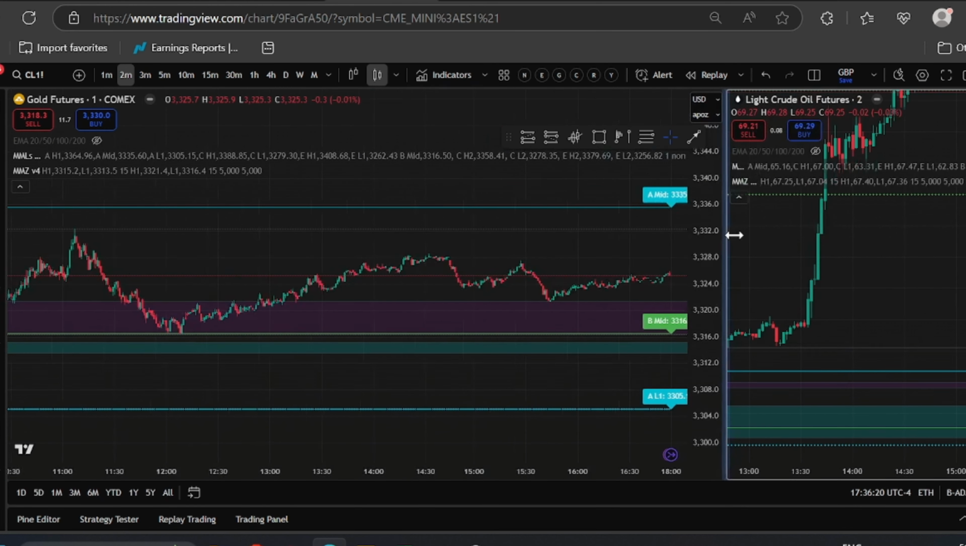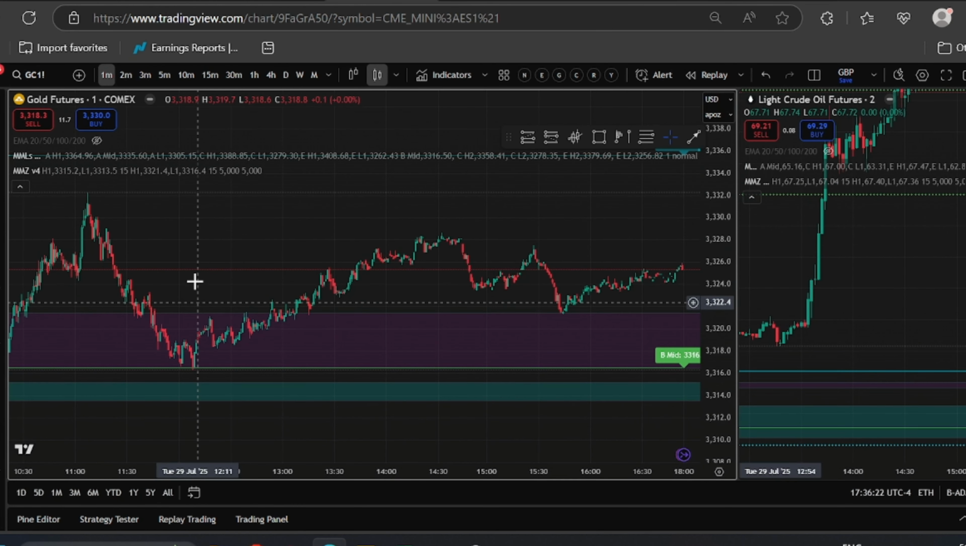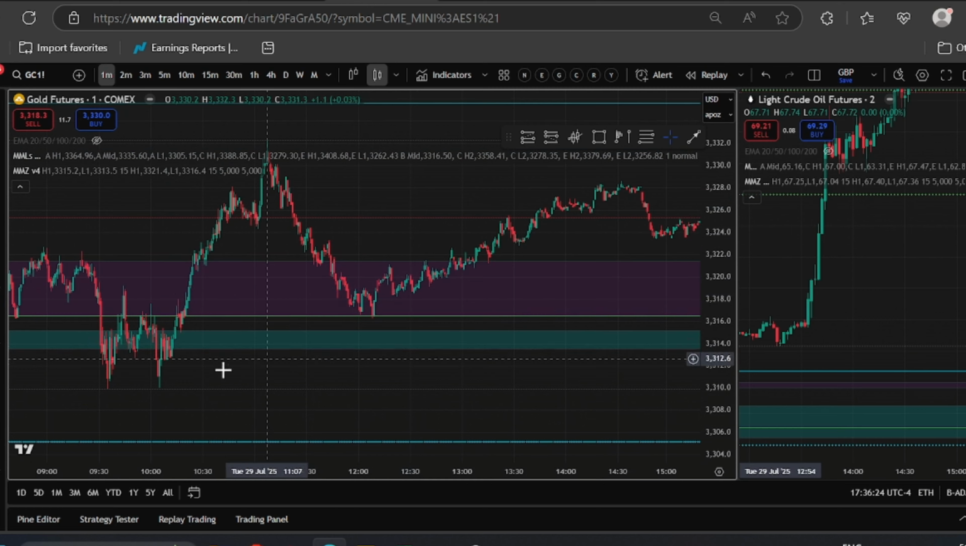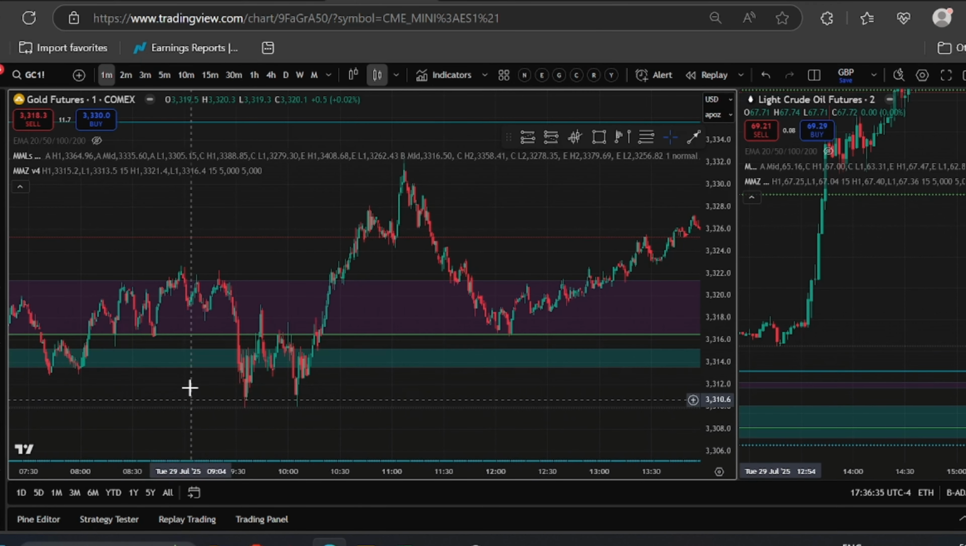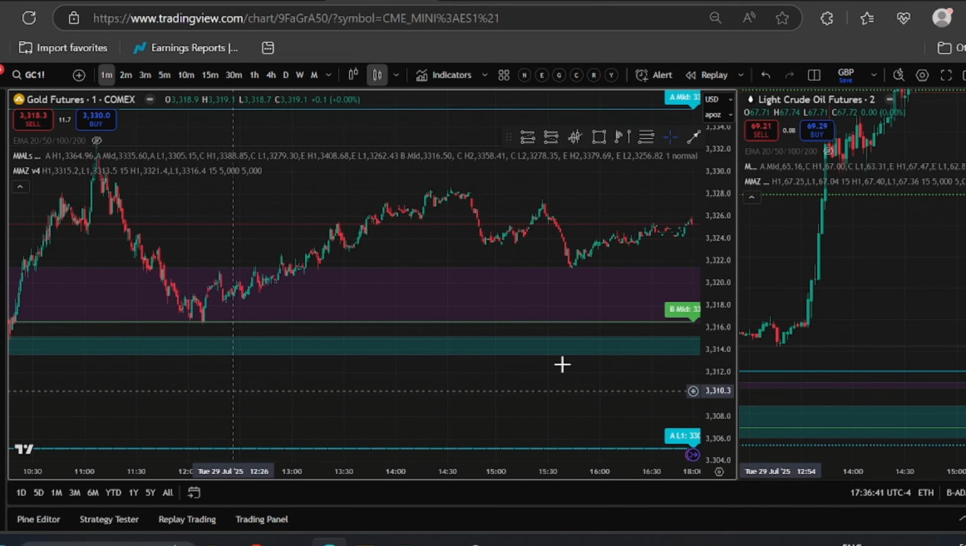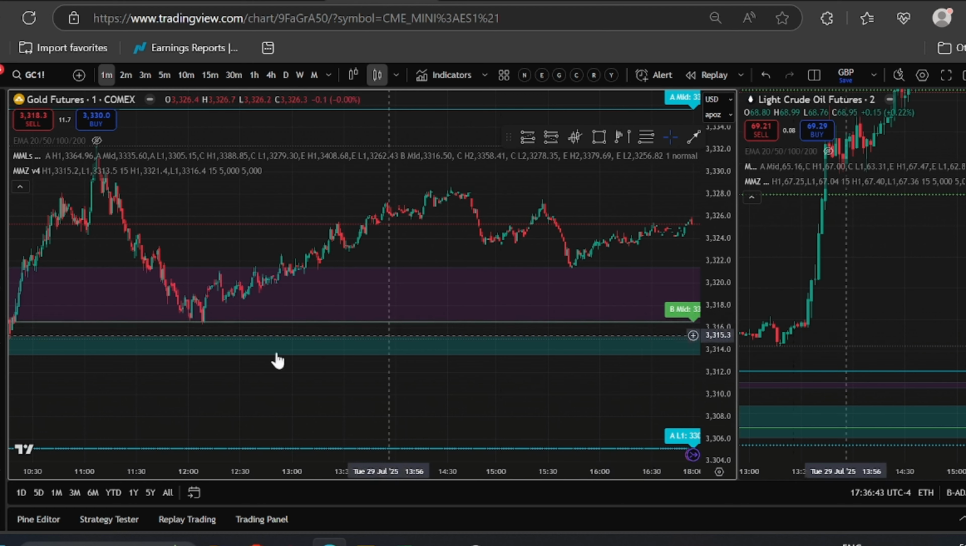So in gold, you see again the purple level was provided at 9 here, and the blue level was provided at 10 here. Okay. So you see, you do not trade inside the zone. There was this green level just at the bottom of this MMZ.